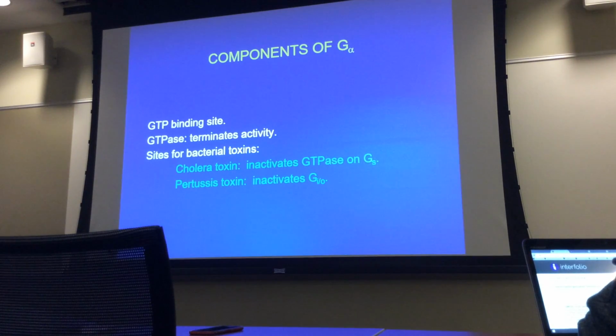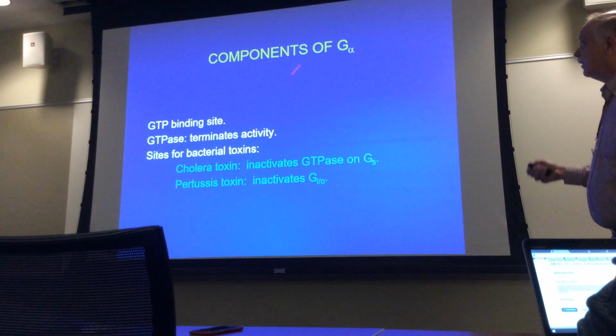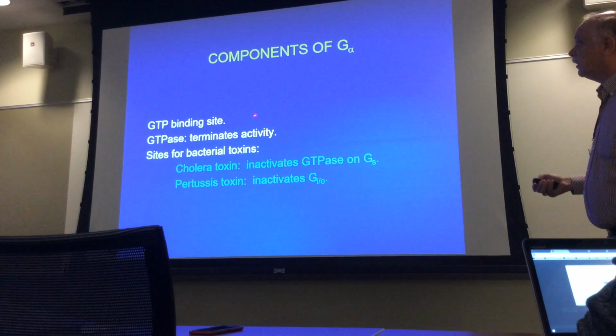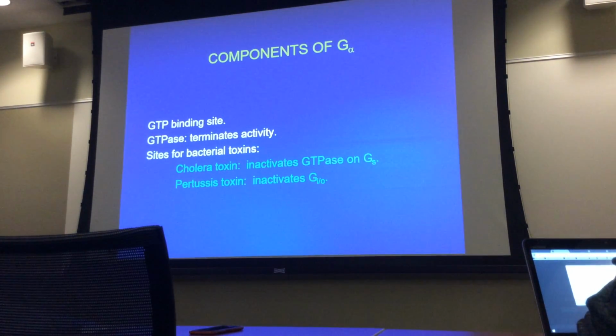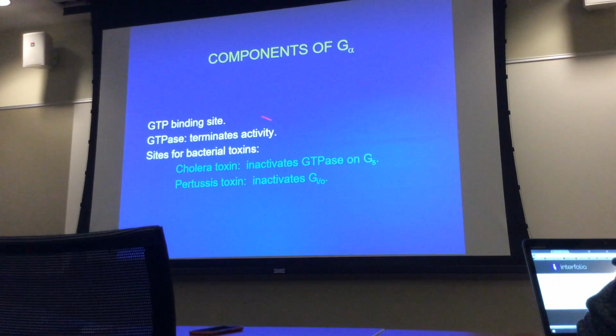So the G alpha has a number of important functions. The alpha subunit of the G protein, first of all, contains the binding site for guanosine triphosphate. And the binding of GTP is the signal that activates the G protein and allows the receptor and the effector to interact and produce an intracellular response. So this is the activation site for the entire process.